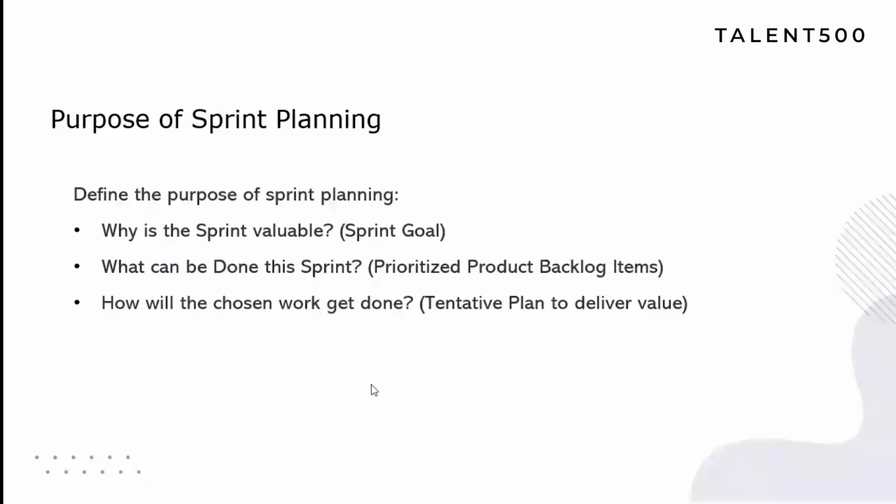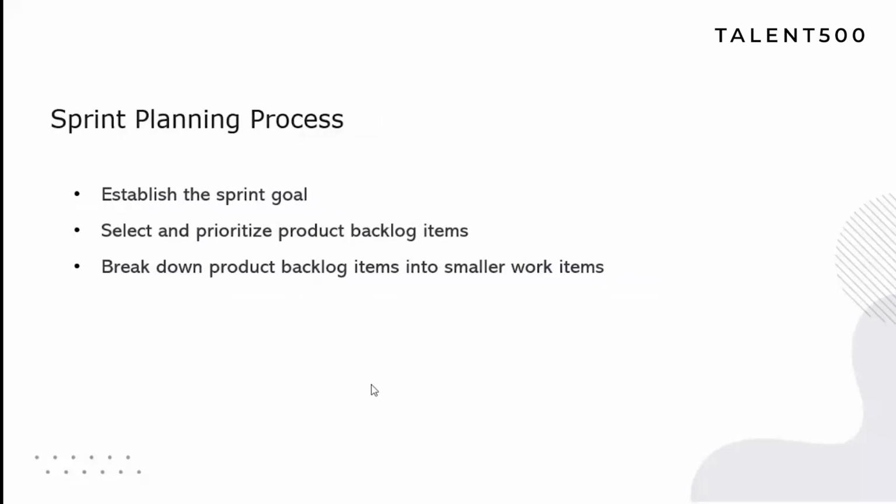Now, up till now, what we have learned is what is sprint planning, what is its importance, who are the participants, what is the time frame for sprint planning, what is the purpose, that means what we do in the sprint planning. Now let's see what the sprint planning process is like, how the process of a sprint planning goes. In the sprint planning process, what we'll talk about is the sprint goal, the flexible plan, and prioritizing the product backlog items and breaking down the work items into smaller work items.